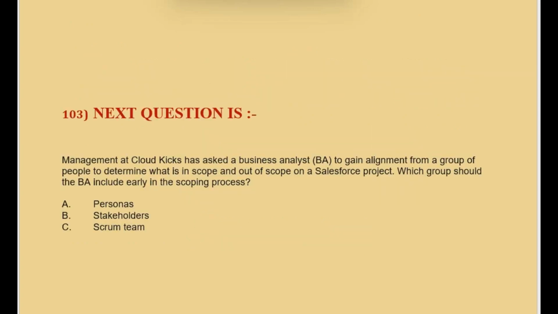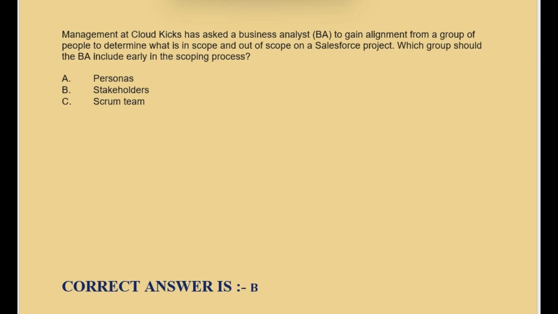Question is, management at CloudKicks has asked a business analyst (BA) to gain alignment from a group of people to determine what is in scope and out of scope on a Salesforce project. Which group should the BA include early in the scoping process? Option A, personas. Option B, stakeholders. Option C, Scrum team. Correct answer is option B.